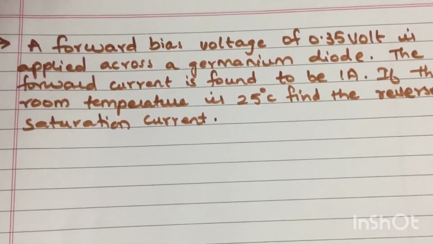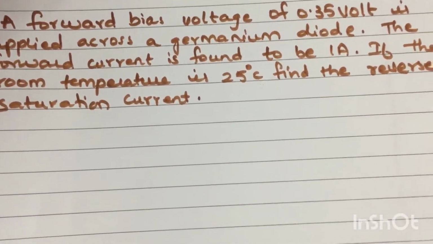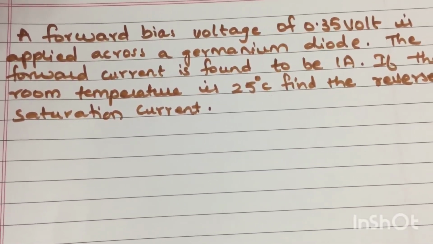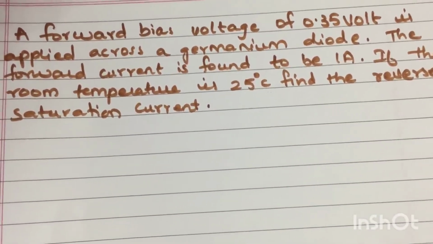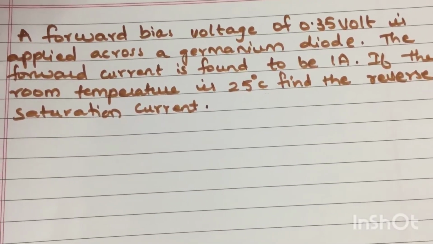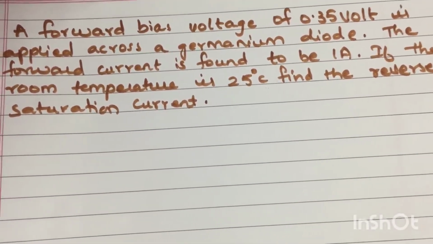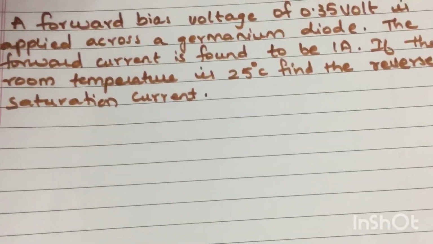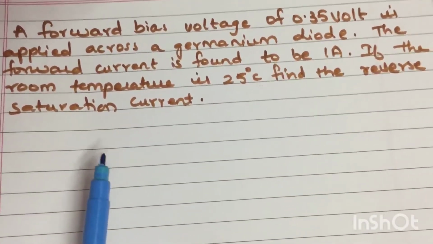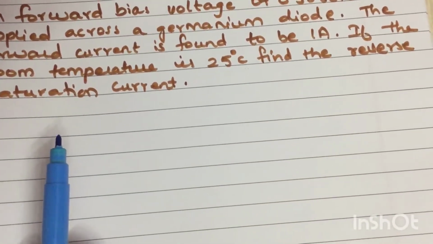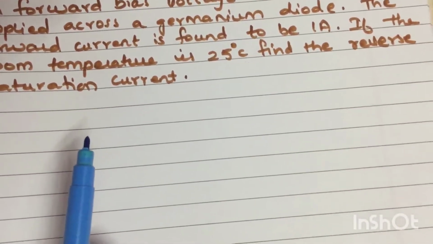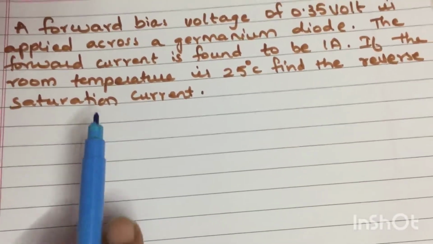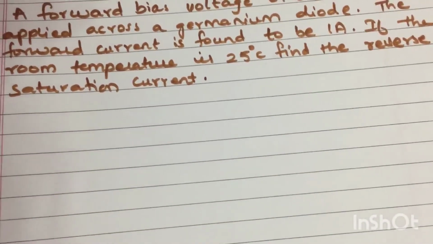So the next question is, a forward bias voltage of 0.35 volts is applied across a germanium diode. If the forward current is found to be 1 ampere, and the room temperature is 25 degrees, find the reverse saturation current. Here he is asking you to find the IS value. In the before problem we found the ID value, the diode forward current.